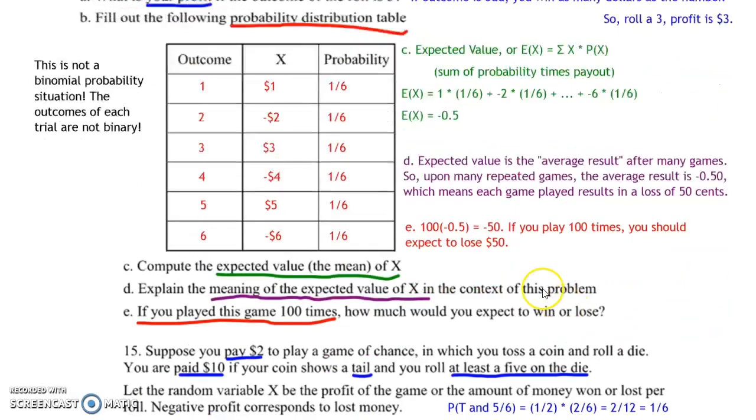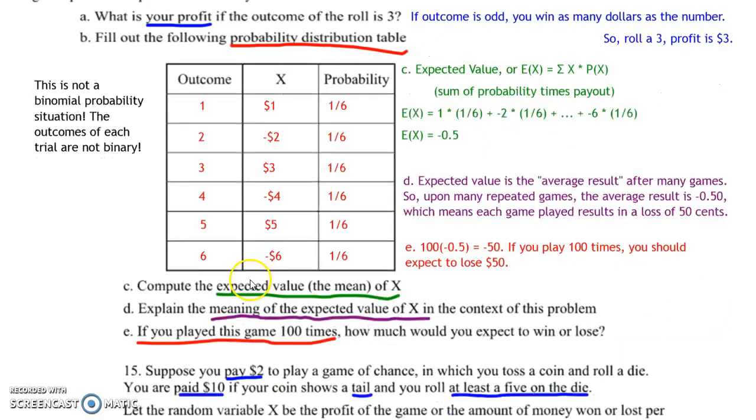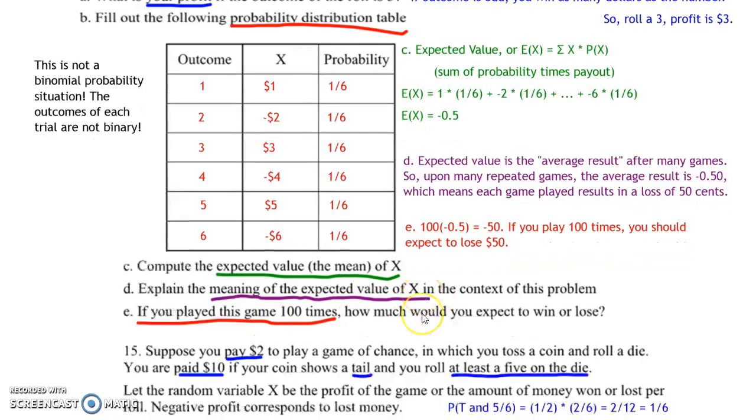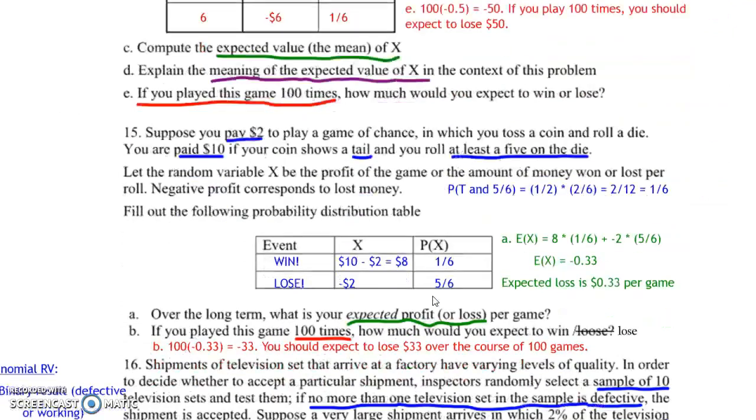That's 50 cents lost. And if you play the game where you do the experiments a set number of times, how much would you expect to win or lose? It's very easy. Take that number, 100 times, and multiply it by the expected value of X, which is the average winning or losing. So 100 times -0.5 is -50. So you lose $50. Question number 15.